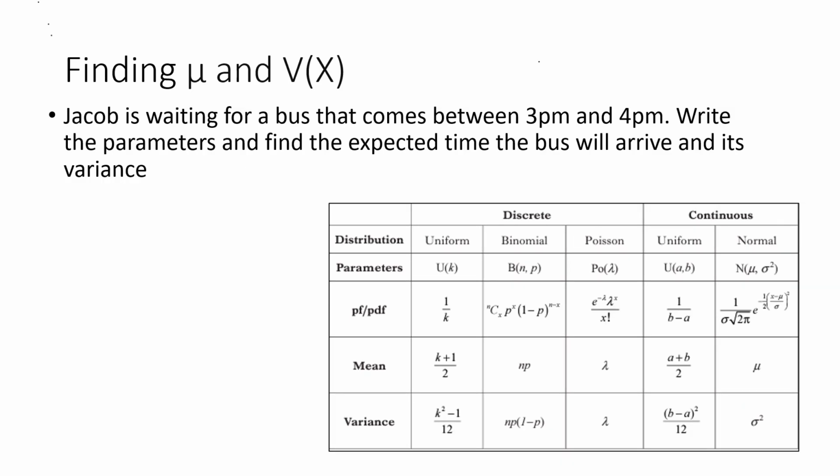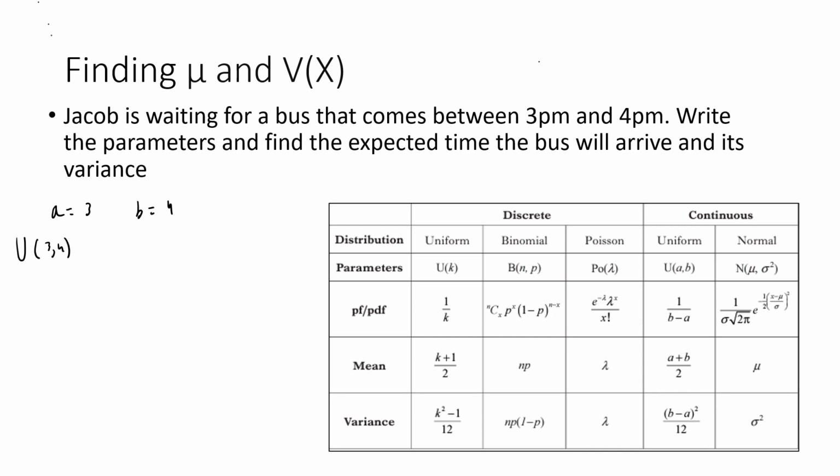Now let's try the following question. Jacob is waiting for a bus that comes between 3 and 4 p.m. Write the parameters and find the expected time the bus will arrive and its variance. So the first thing we should do is find the limits. a, the lower limit, is 3, and b, the upper limit, is 4. So we would write the parameters as uniform a and b, so uniform 3 and 4.